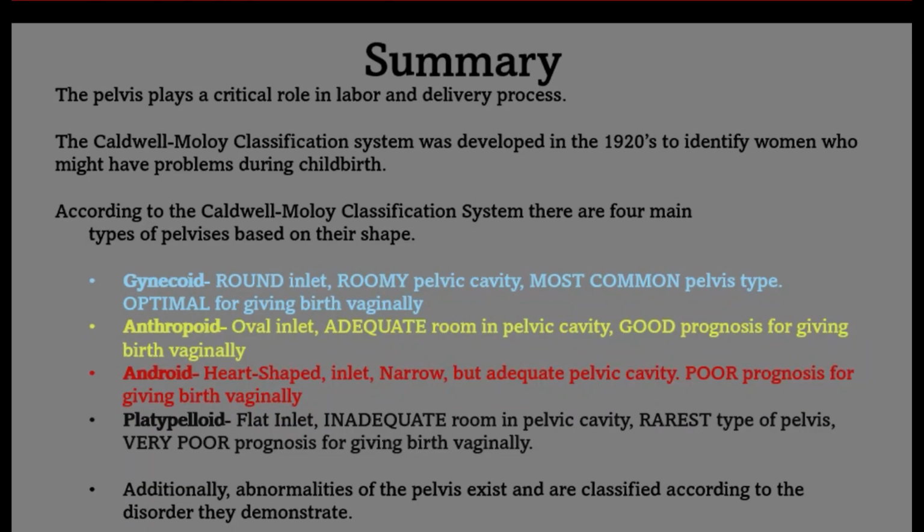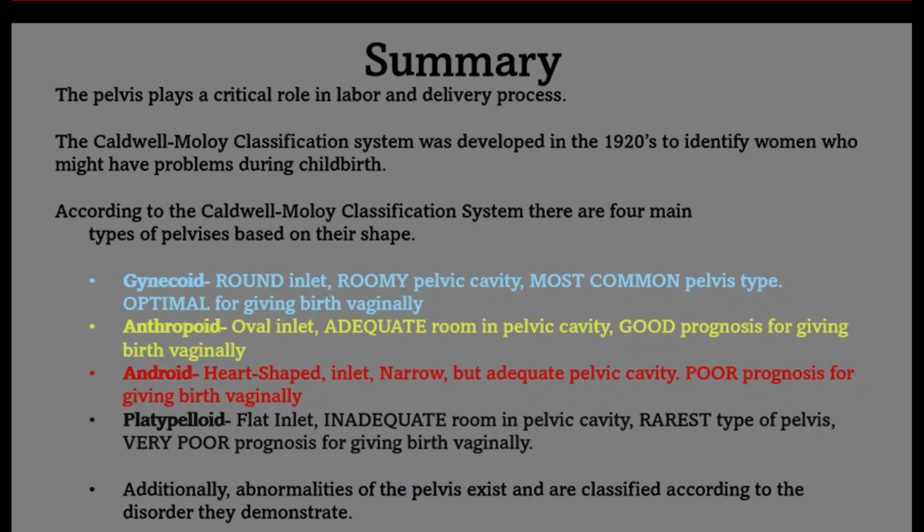The gynecoid pelvis is the most common, and it is round. It is optimal for giving birth. The anthropoid pelvis is oval, and it is adequate in room. It has a good prognosis for giving birth. The android pelvis is heart-shaped. It is very narrow. It is adequate, but it does have a poor prognosis for giving birth vaginally.